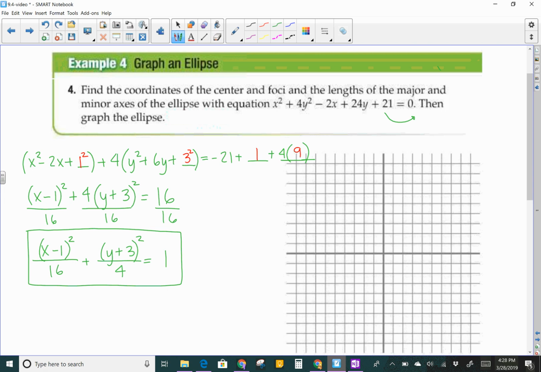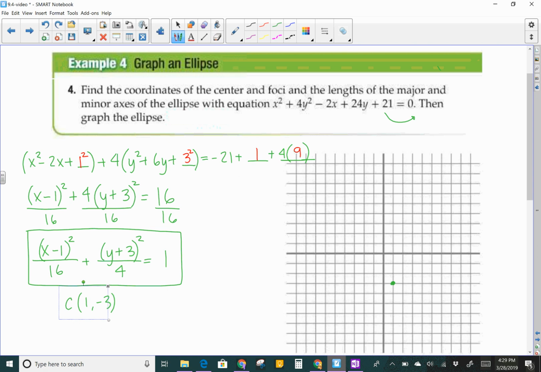Find the coordinates of the center. So my center, of course, is (1, negative 3). So I'm going to plot (1, negative 3). Find the foci and the lengths of the major and minor axis.